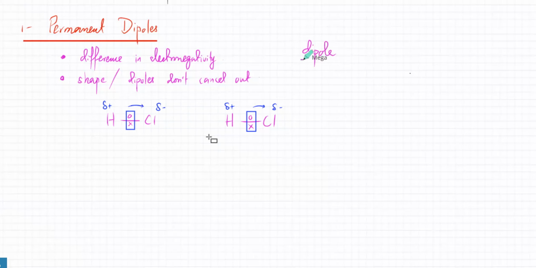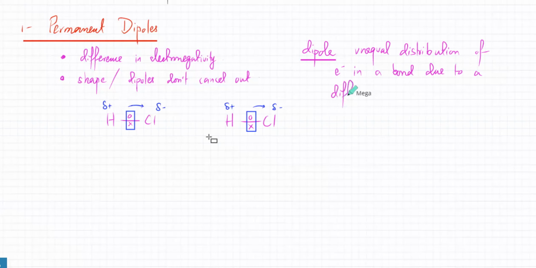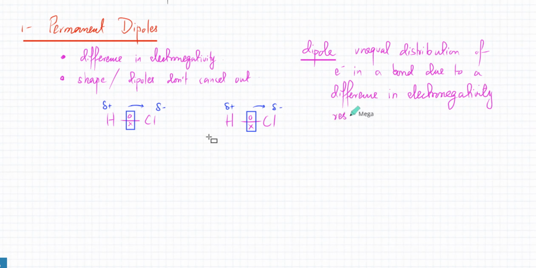So they're going to ask you about this. A dipole is the unequal distribution of electrons in a bond due to a difference in electronegativity, resulting in slight positive and slight negative charges on the atoms. Remember the definition.